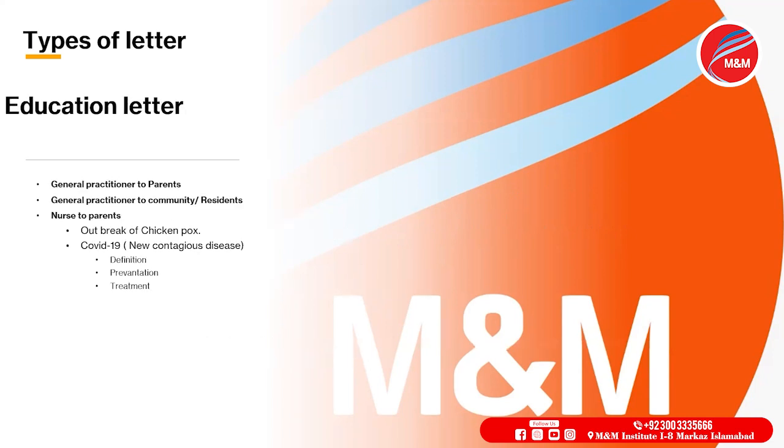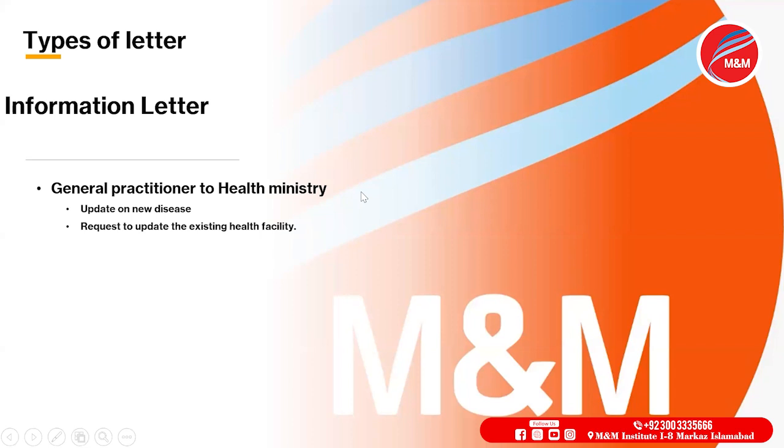We can also have the letter of education, such as an outbreak of chickenpox or any other medical condition that needs to be educated to society. So you can see this category. And similarly, we have the letter of information. We might be writing to the ministry, the letter of information over here, right? So these are different types of letters.